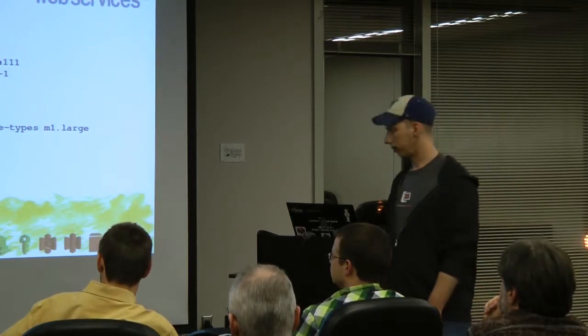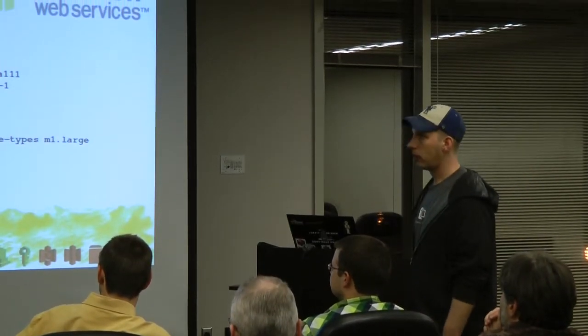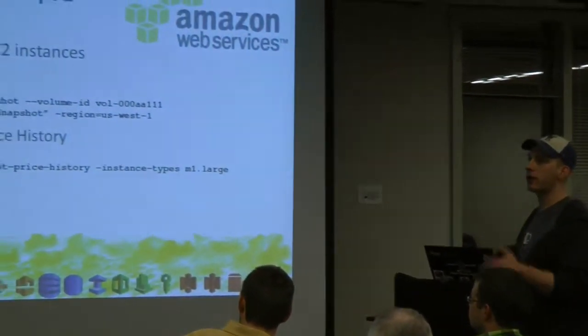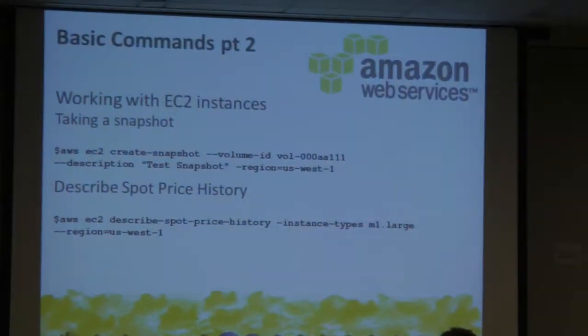And then you could also describe your spot history. If you're trying to save yourself some money and you need to know where to place your bid, you can describe the spot price history, what types of instance, and what type of region. So that's just scratching the surface of what you can do on EC2.